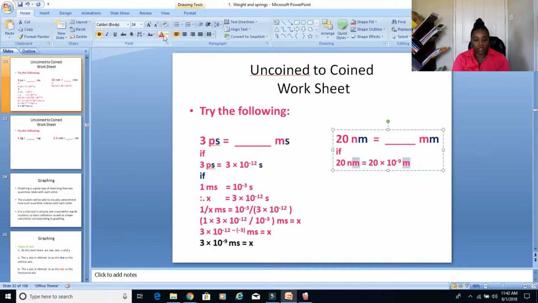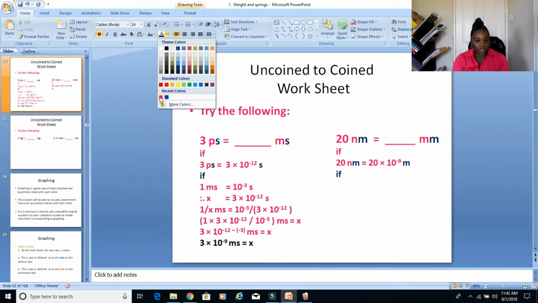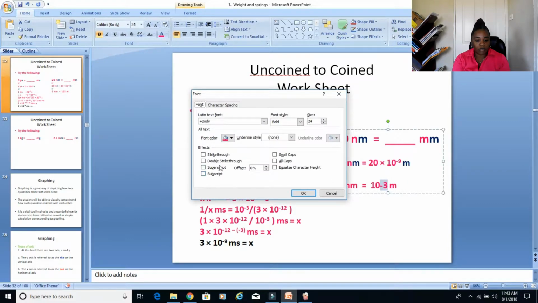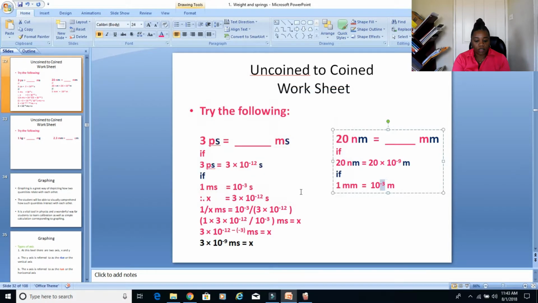I'm going to highlight these. Just looking for uniformity. It's a good thing. And of course, when I come down, the color doesn't change, but I'm going to change it again so that it matches. I'm going to say now, if 1 millimeter is equal to 10 to the negative 3 meters, because remember, a milli is equal to negative 3. So guess what? The more times you do this, the better you get at converting.